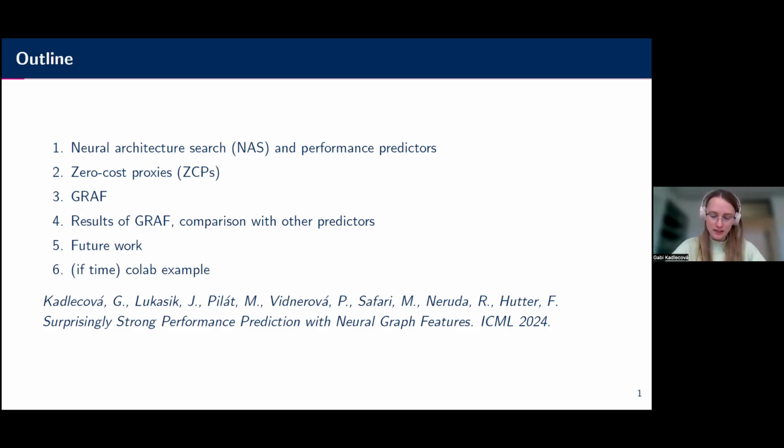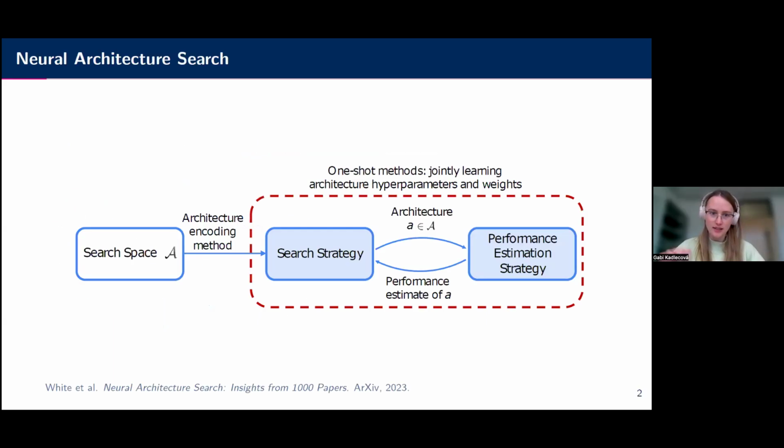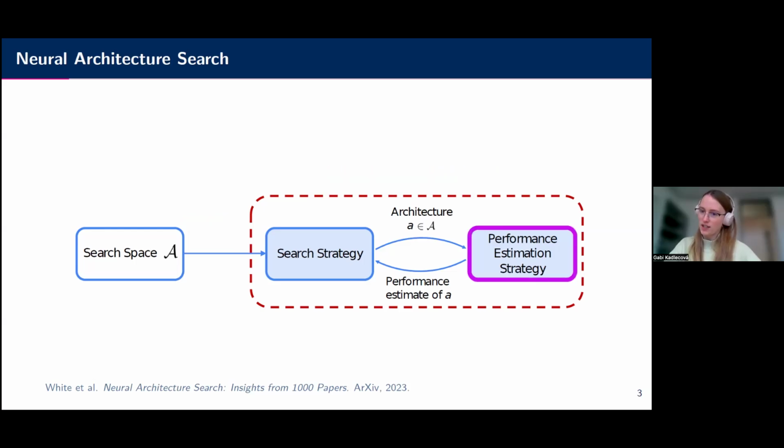And yeah, let's get to neural architecture search. How to start a talk about neural architecture search? Well, the best way is to show this nice plot. So many of us probably already know it. So we need to have a search space, and then it's about searching via a search strategy and with a performance estimation strategy, which is the focus today.